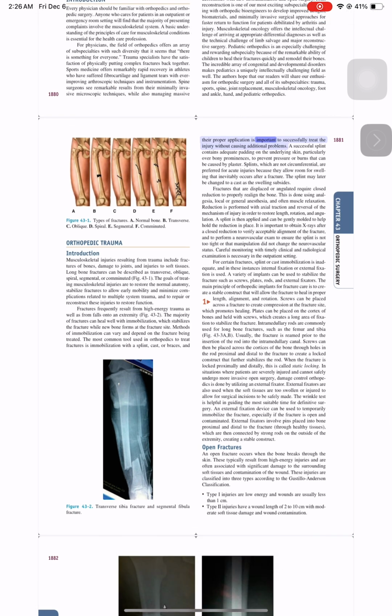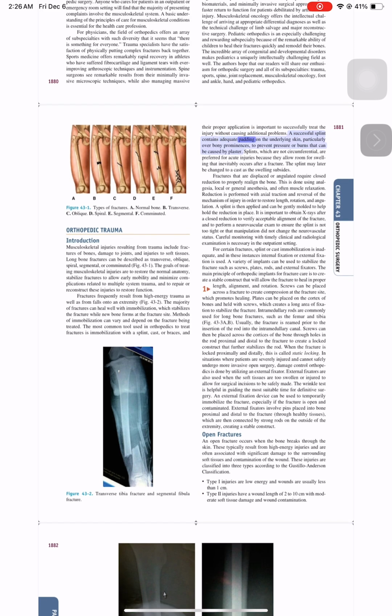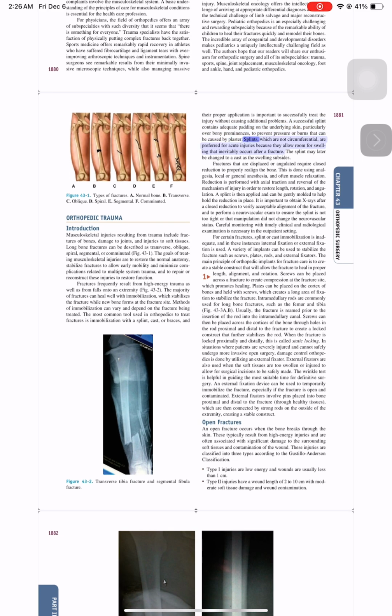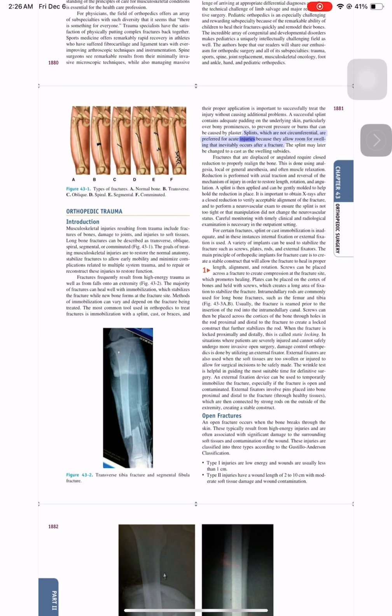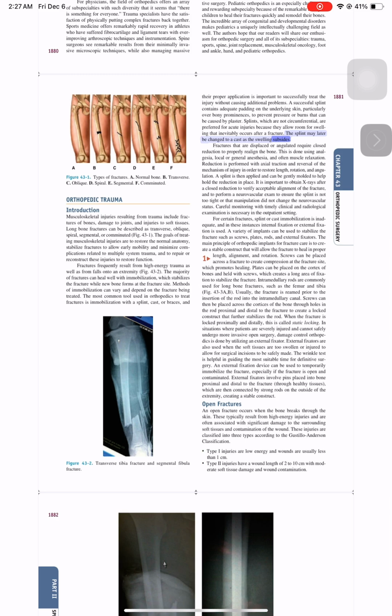Their proper application is important to successfully treat the injury without causing additional problems. A successful splint contains adequate padding on the underlying skin over bony prominences to prevent pressure sores or burns that can be caused by plaster. Splints, which are not circumferential, are preferred for acute injuries because they allow room for swelling that inevitably occurs after a fracture. The splint may later be changed to a cast as the swelling abates.